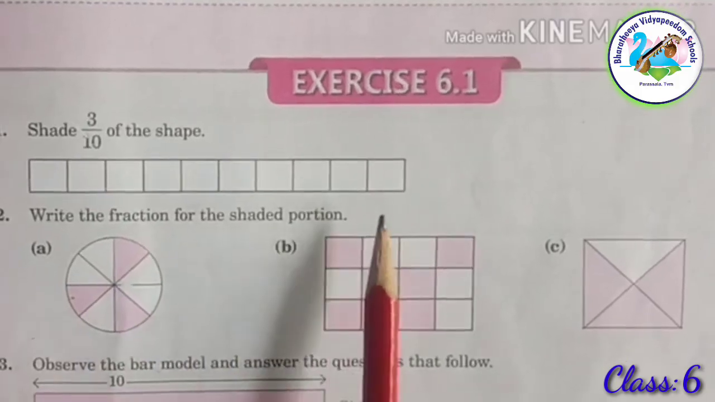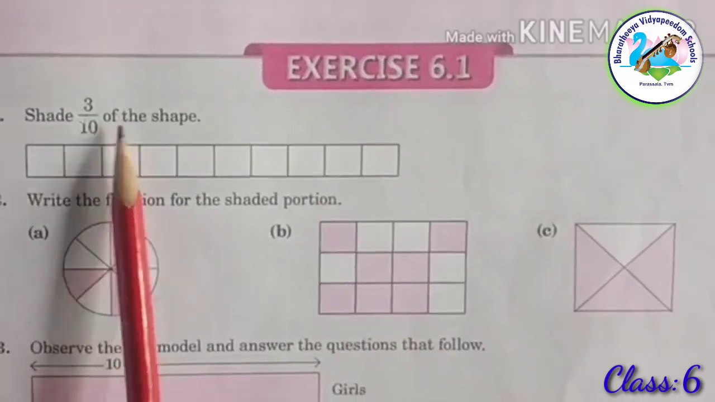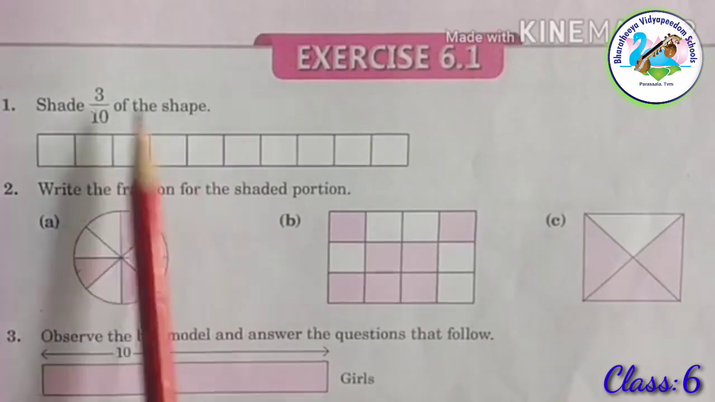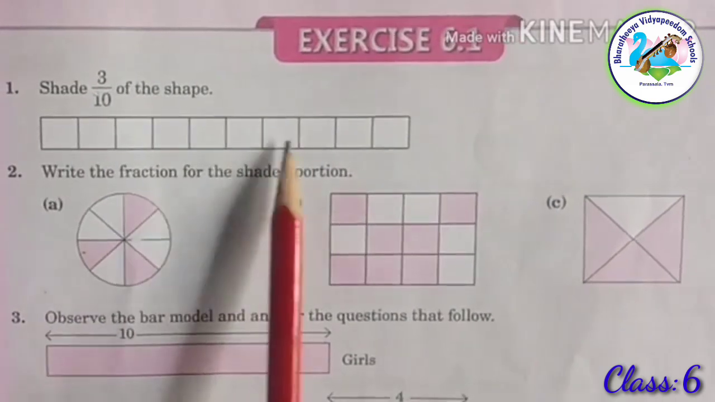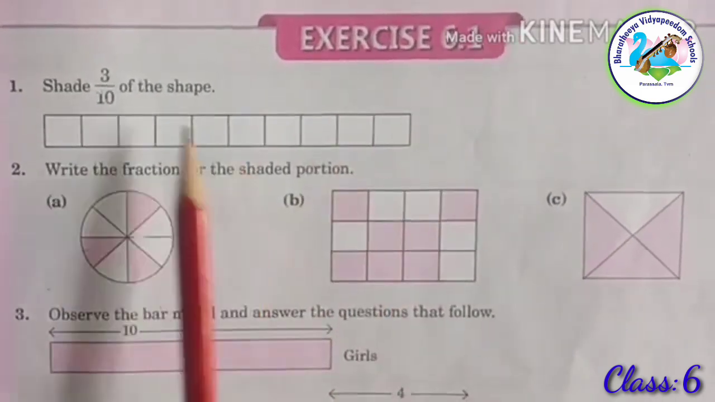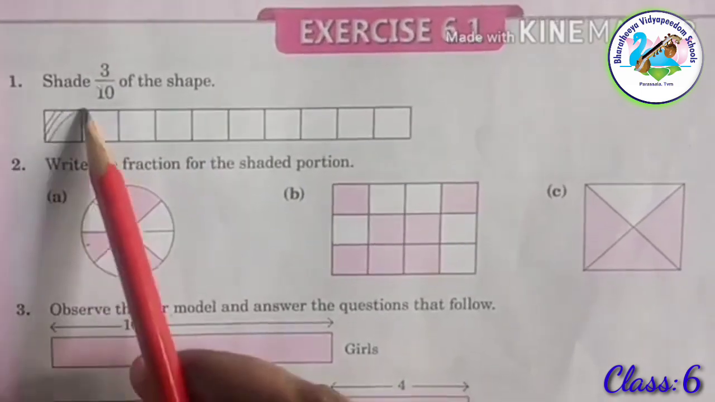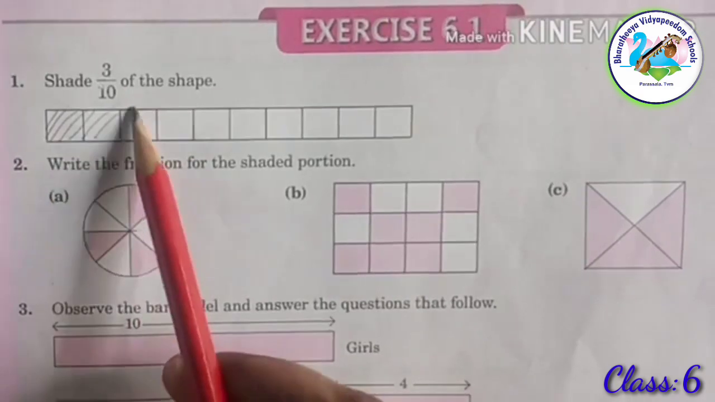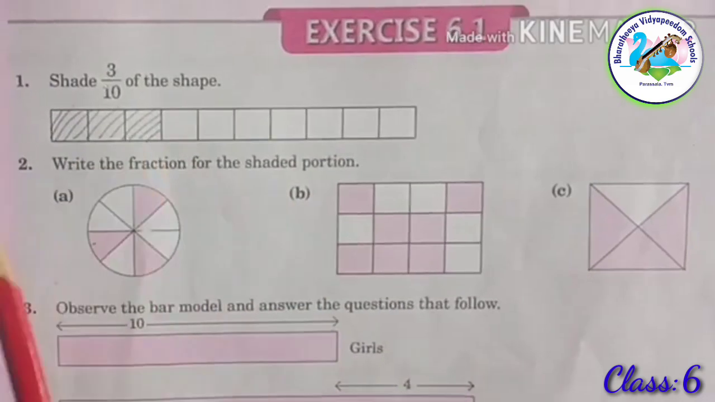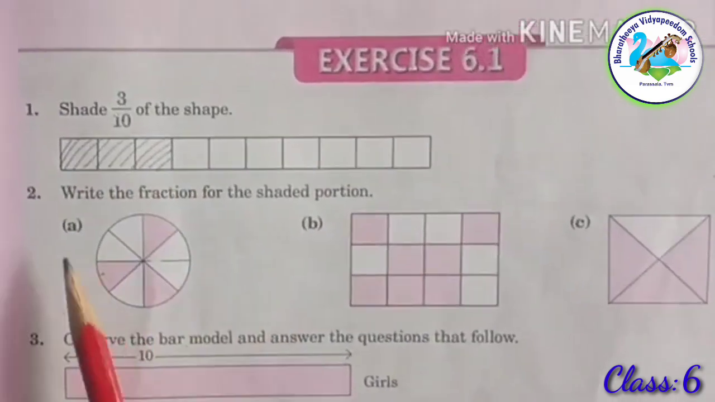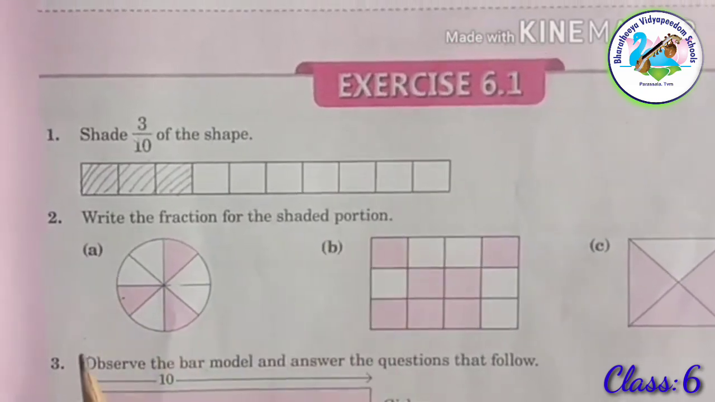Next, move on to exercise questions. Exercise 6.1. First question, shade 3 by 10 of the shape. Out of 10, 1, 2, 3, 4, 5, 6, 7, 8, 9, 10, 3 parts are to be shaded. This is the first part, this is the second part, and this is the third part. The second question, write the fraction of the shaded portion.